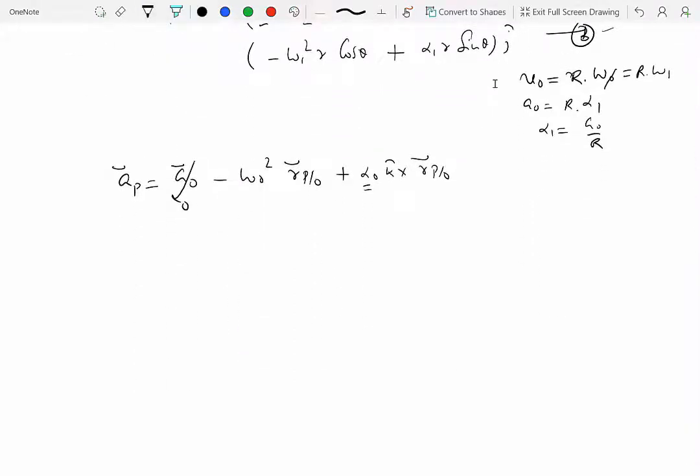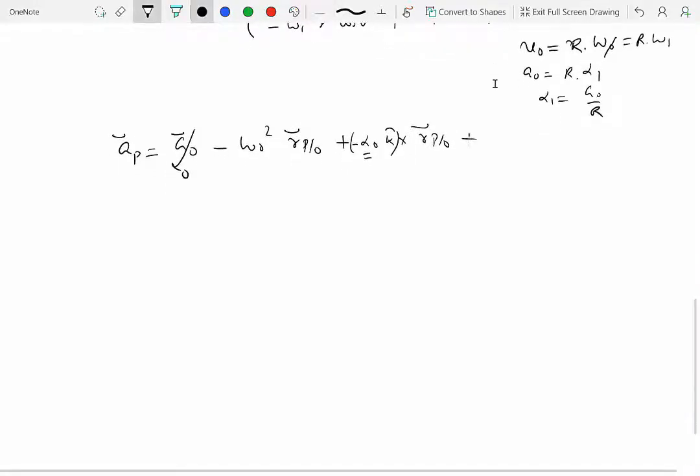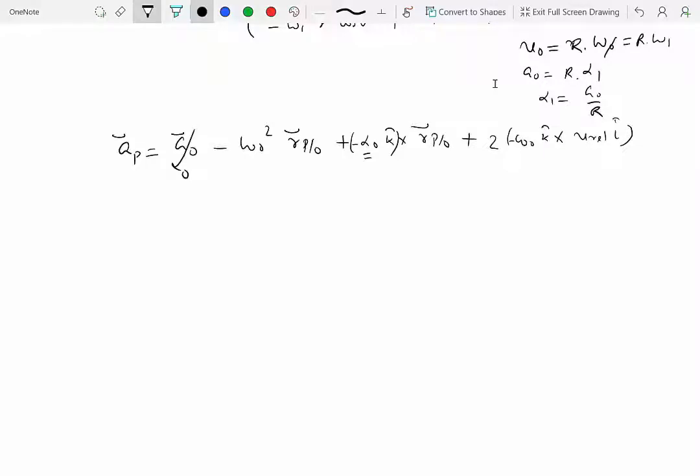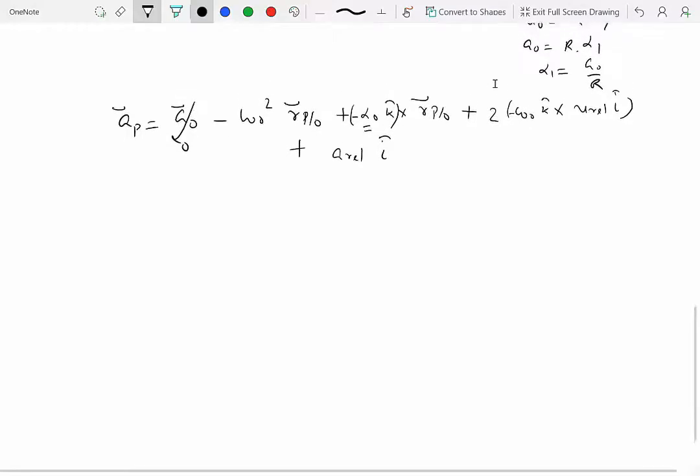So we will assume that in this case alpha 0 is also negative, so this would be minus alpha 0, all right? Plus, we have the omega cross v related term, so we have 2 omega 0 k hat, and that's minus, cross v relative, so v relative i hat, that's the Coriolis acceleration term, plus a relative, which we don't know, i hat. Okay, so let's simplify this.